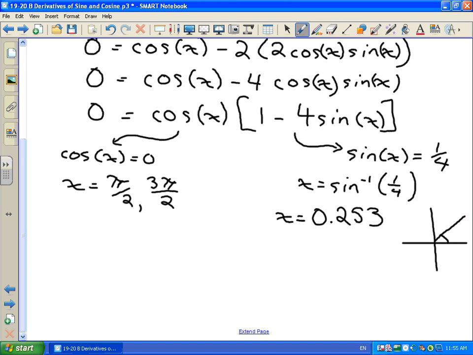Where else can the sign of x be positive? Well, let's see. Cast rule tells us, C-A-S-T, that we're also going to have a quadrant 2 solution. So what's our quadrant 2 solution? Well, this angle in here will be the 0.253. So x is going to be pi minus 0.253. Which gets us 2.889.